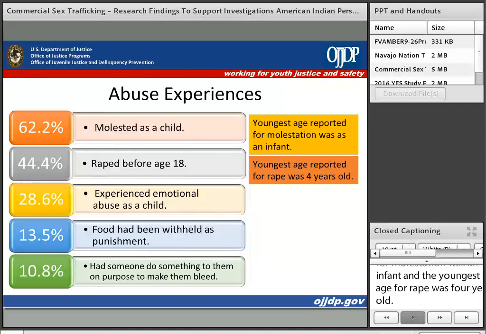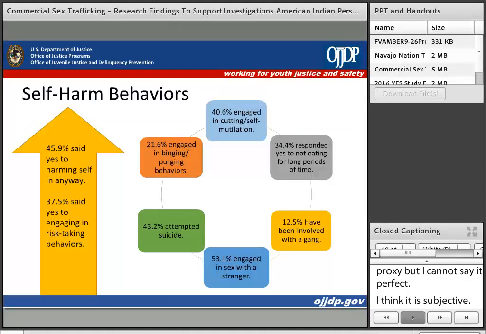The emotional abuse was reported by just over a quarter of the victims, and we have a subscale that we use for emotional abuse with 7 questions, but it's a bit difficult to validate an emotional abuse questionnaire. We believe that it's a good proxy for emotional abuse, but I can't say it's perfect. I think it's very subjective. 13% reported food was withheld as punishment when they were a child, and 1 out of every 10 reported that someone had hit them so hard when they were a child that they had bled.